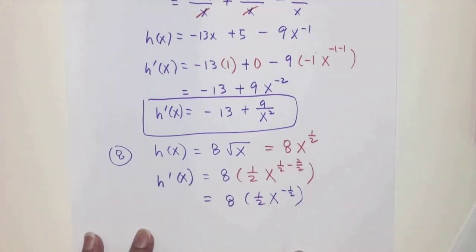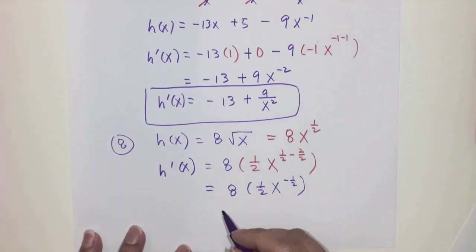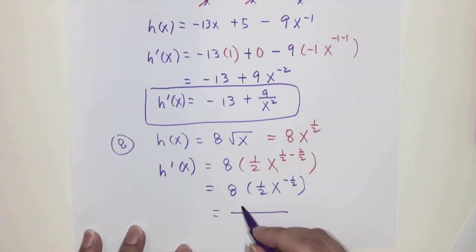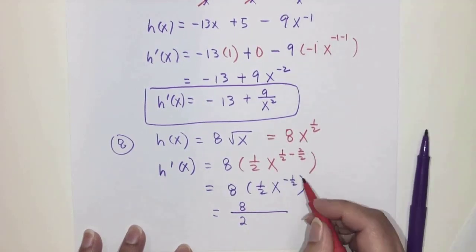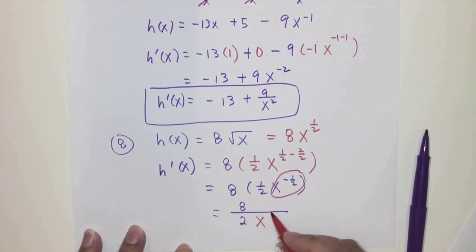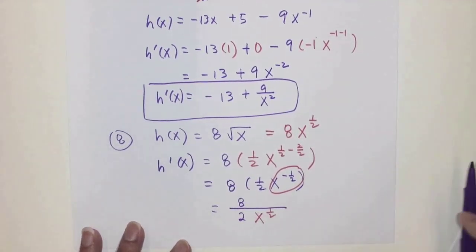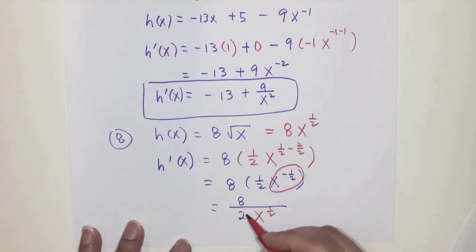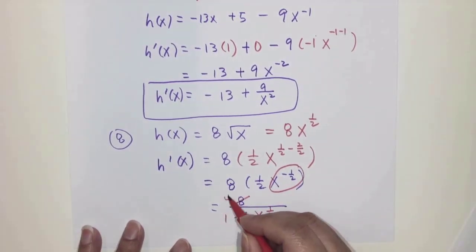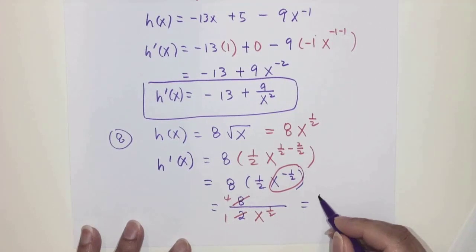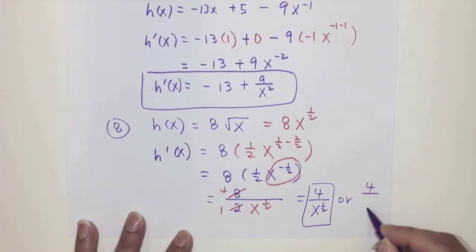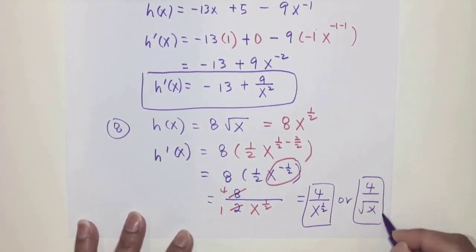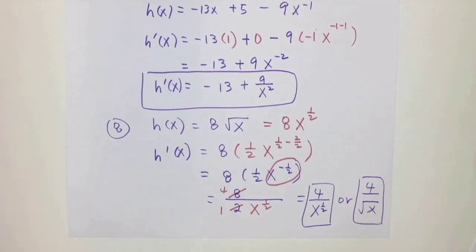So now I cannot have negative exponents, so I'm going to put them in fraction form. The 8 goes to the top, the 2 in the denominator. This guy has a negative exponent, so it needs to go down here, become positive like that, right? And I can see my 8 and the 2 can reduce by 2. 2 times 1, 2 times 4. So 4 on top, you can write as x raised to 1/2. That would be fine. Or you can write that as 4 over square root of x. Both of them are correct. Are we okay with number 8?